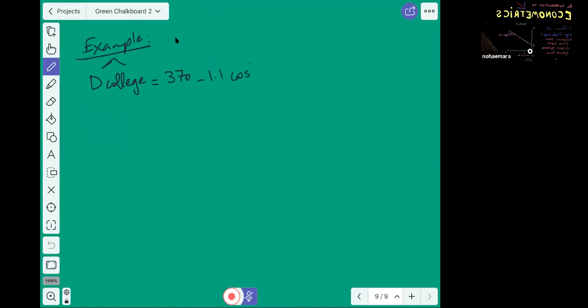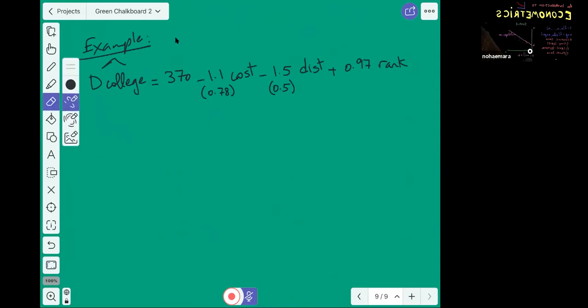times the cost of college. Of course, the higher the cost, the lower the demand for the college, and it has a standard error, always right under it between round brackets. This is the standard error, minus 1.5 times distance to college. Of course, the higher the distance to college, the less demand. Plus 0.97 times rank of college, and actually this one is supposed to be negative, and you understand the idea.